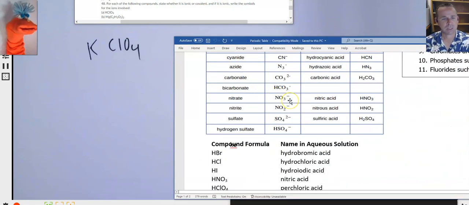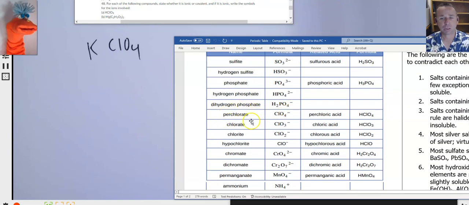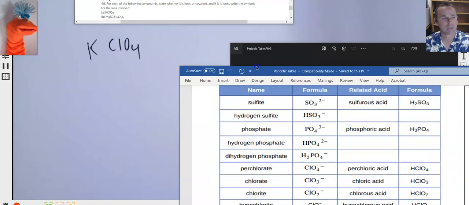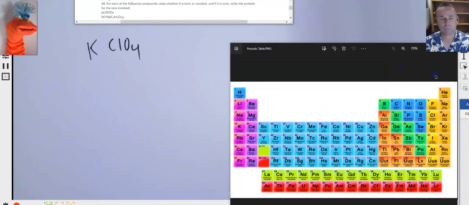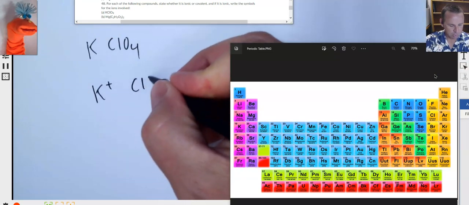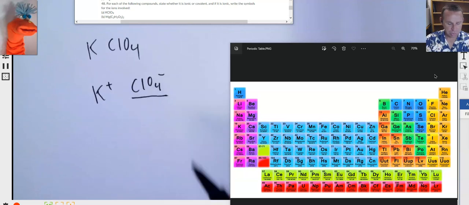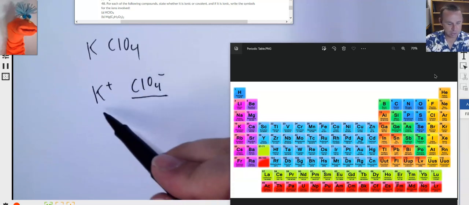All right, let's find it on here. ClO4, there it is, the perchlorate. Potassium ion and perchlorate ion. So this is potassium perchlorate. All right, that's the name of that compound. We see that there's one potassium ion and one perchlorate ion. The polyatomic ion chart says that's what the perchlorate ion looks like.